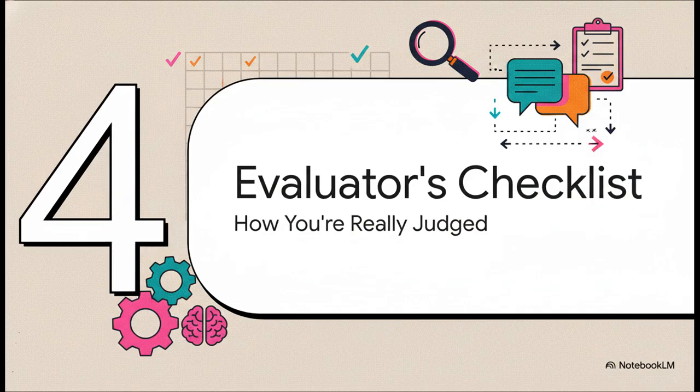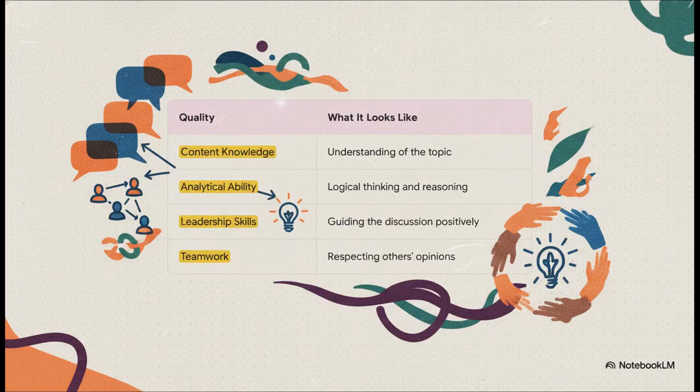Let's get even more specific. If you really want to knock this out of the park, you need to see the discussion from their side of the table. So let's pull back the curtain and look at the evaluator's scorecard so you know exactly what they're ticking boxes for. So here's how you can think like an evaluator. When they write down leadership skills, they're not looking for a dictator. They're looking for someone who guides the discussion in a positive way. When they write teamwork, they don't just mean you were polite. They mean you were actively respecting other people's opinions, even when you didn't agree. The trick is to turn these abstract qualities into visible, concrete actions they can actually see.